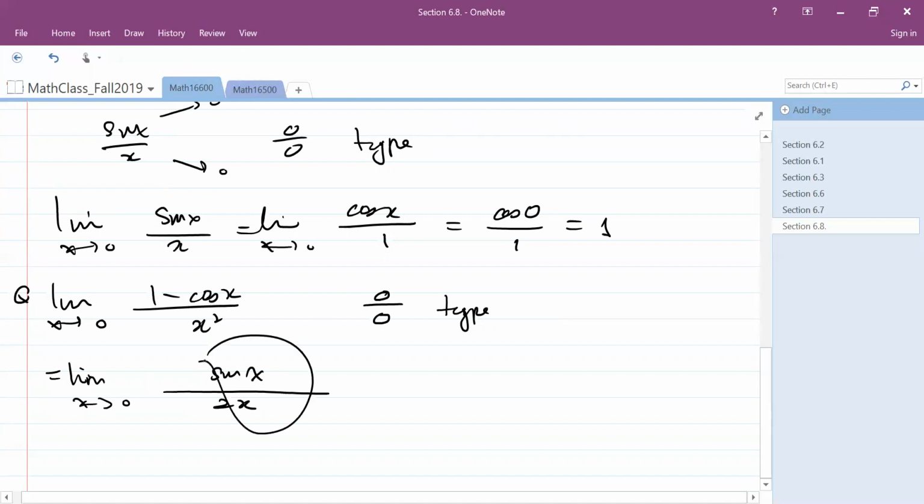We already know that. You can also continue to differentiate. If you don't know the result, this is still 0 over 0 type, so it becomes cosine x over 2, which is going to be half.